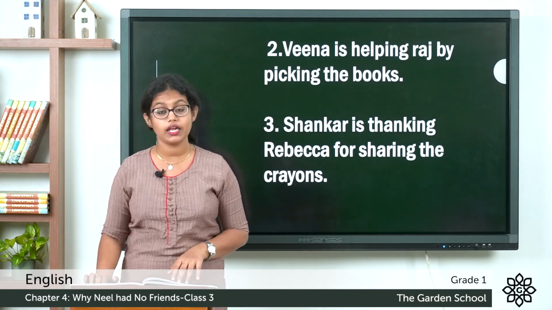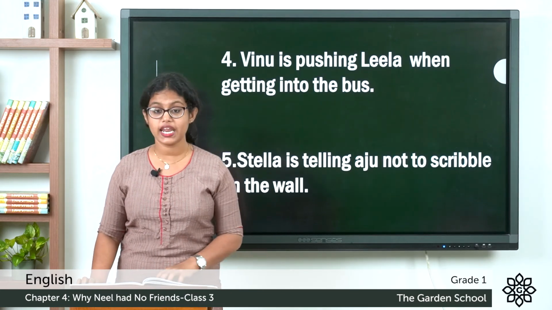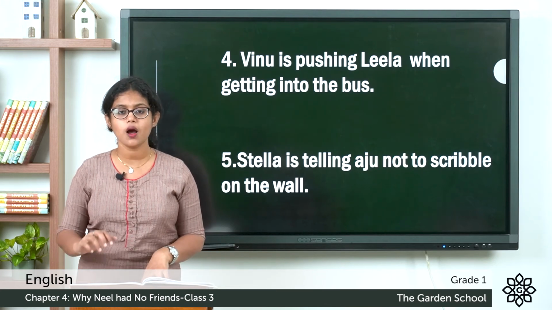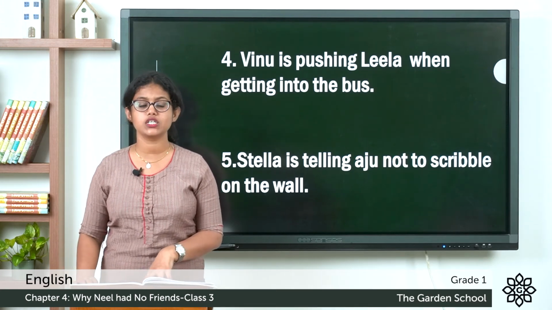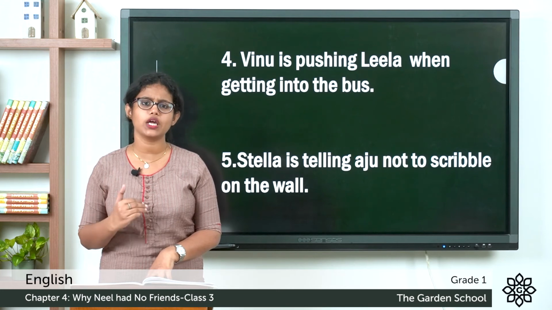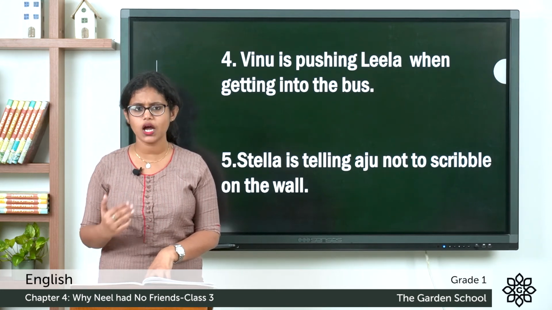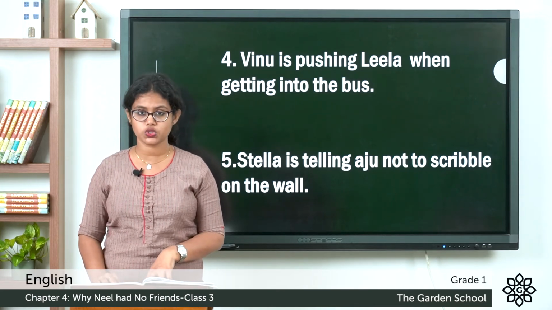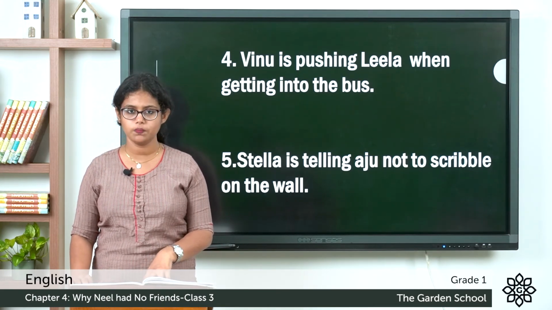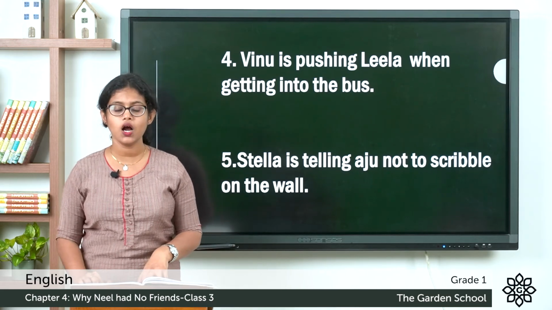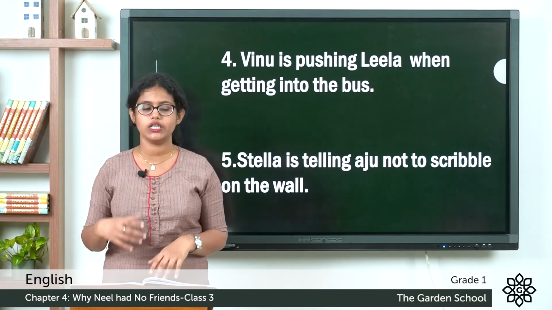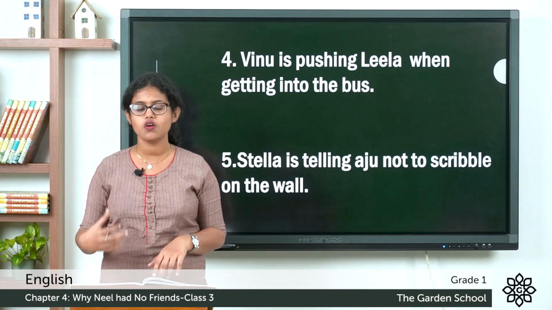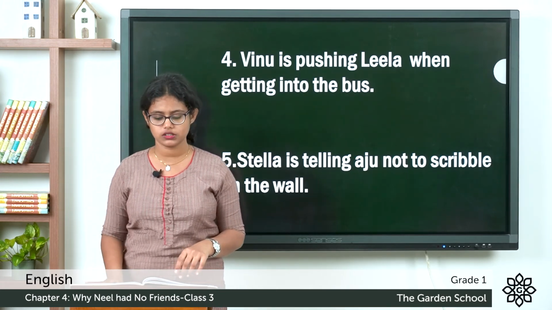What about the next one? What does the next picture say? In this picture you can see this little boy is pushing the girl while getting into the bus. How can we write this as a sentence? How can we describe this picture? We can write it as Vinu is pushing. Vinu is the little boy. He is pushing Leela when getting into the bus. Leela is the little girl, and Vinu is pushing Leela while getting into the bus.